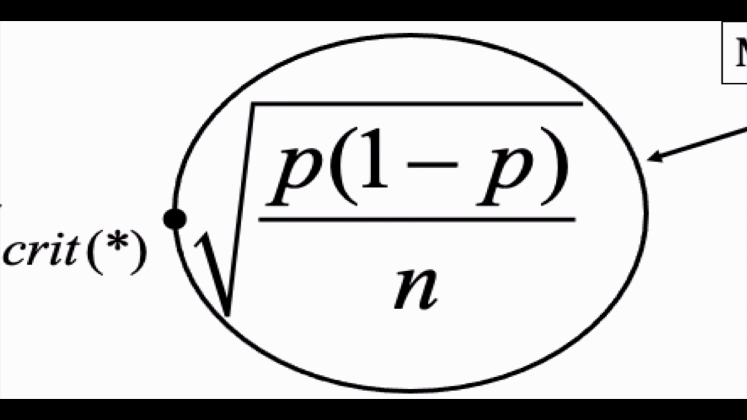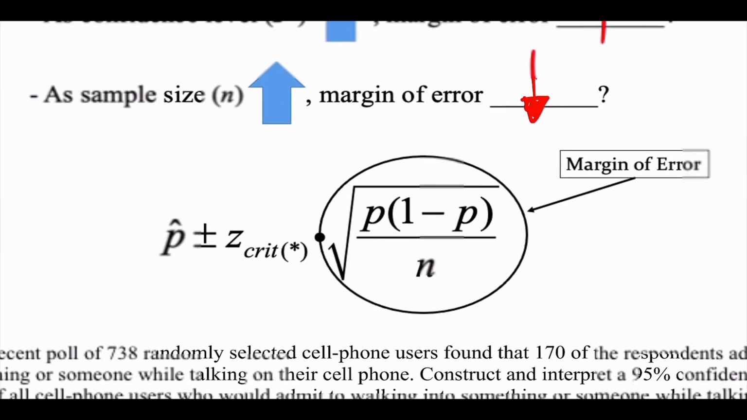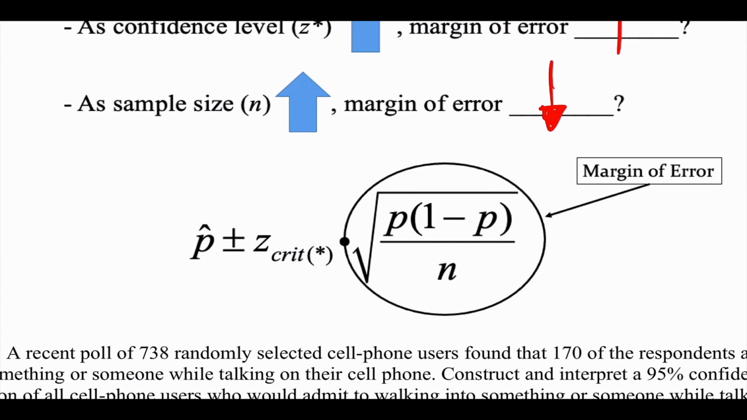That's one reason why the margin of error is going to decrease. As the bottom of the fraction gets bigger, the overall thing is going to decrease. That's one reason, mathematically. The other reason is what happens if our sample size gets bigger? We get closer to the what? We kind of talked about this last chapter. As my sample size increases, what decreases?